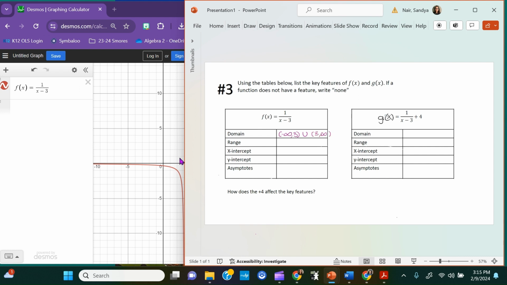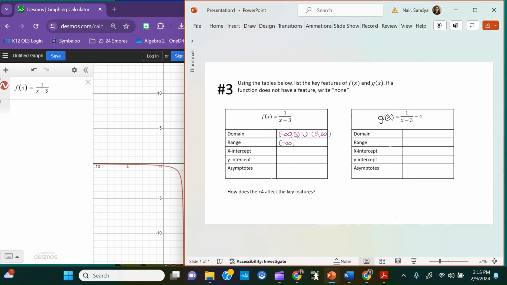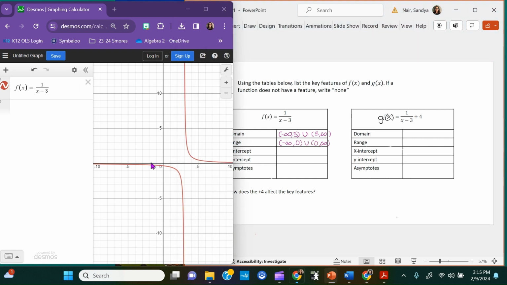Okay. So remember, we are looking for a value of k, but remember, if k is 0, the range is going to go from negative infinity to 0, and then from 0 to positive infinity, right? So you can see in the vertical direction, this graph goes up to 0, and then there's a break, and then it goes from 0 to positive infinity.